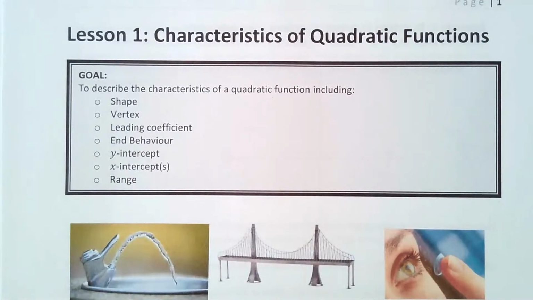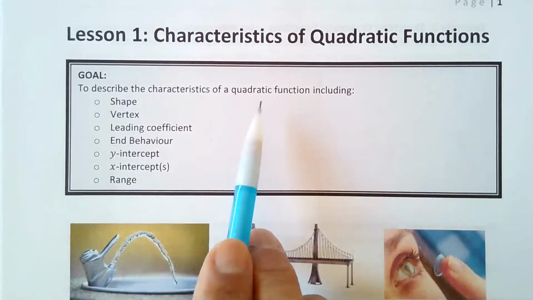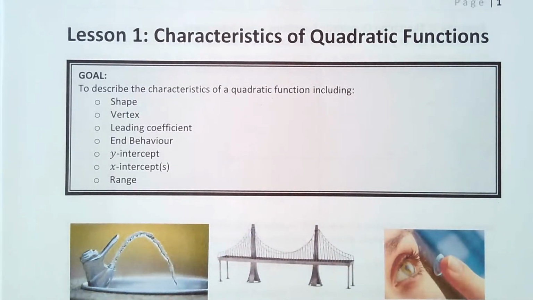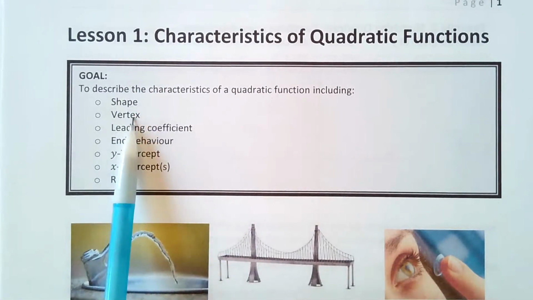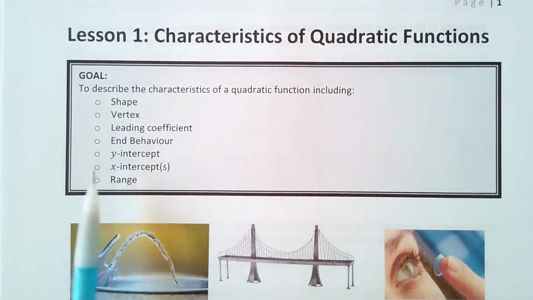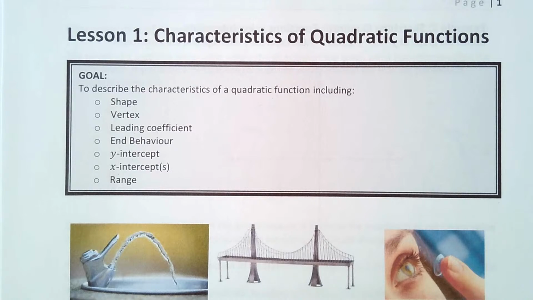The first part, we'll be looking at quadratic function when you're given the graph. So your graph is given and you're asked to describe it in terms of its shape, its vertex, leading coefficient, end behavior, y-intercept, x-intercept, and the range. So that's the first part. The second part, we were looking at the same quadratic function, but in the second part, you are not given the graph, you're given the equation, and you have to describe it.